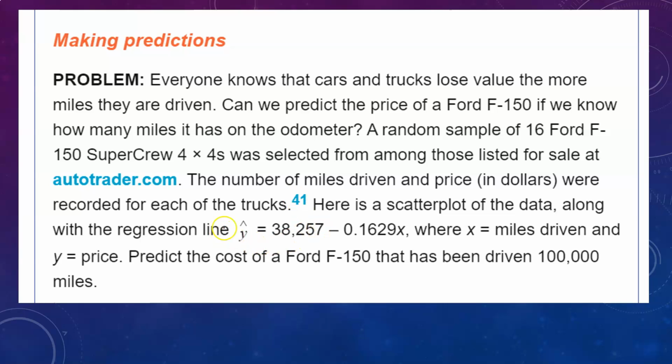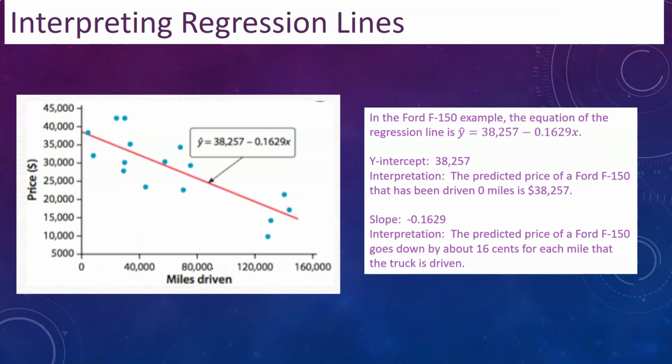So here's our regression line. They've already calculated that for us. We don't have to calculate it ourselves. X is our miles driven and Y is our price. So X is our explanatory variable. We're looking at miles driven to try to predict the response variable of the price. We're going to try to predict the cost of a Ford F-150 that has been driven 100,000 miles. So here's what we came up with. All of these dots represent one truck. So that's one truck that had under 40,000 miles, and it's going to sell for somewhere between $25,000 and $30,000.